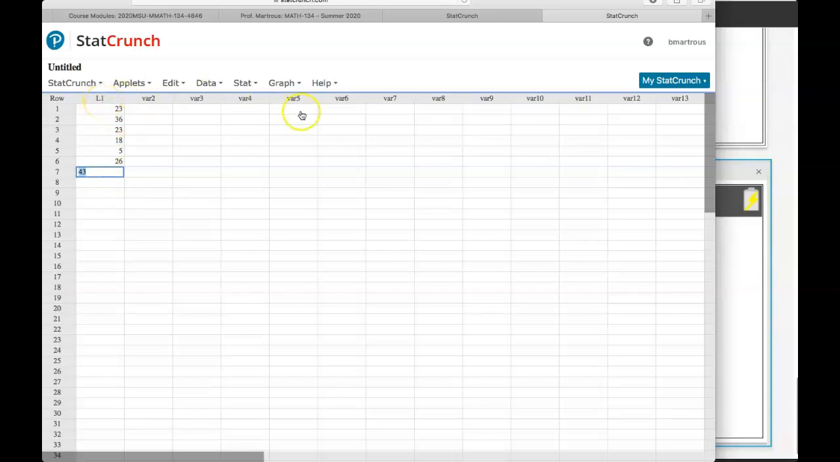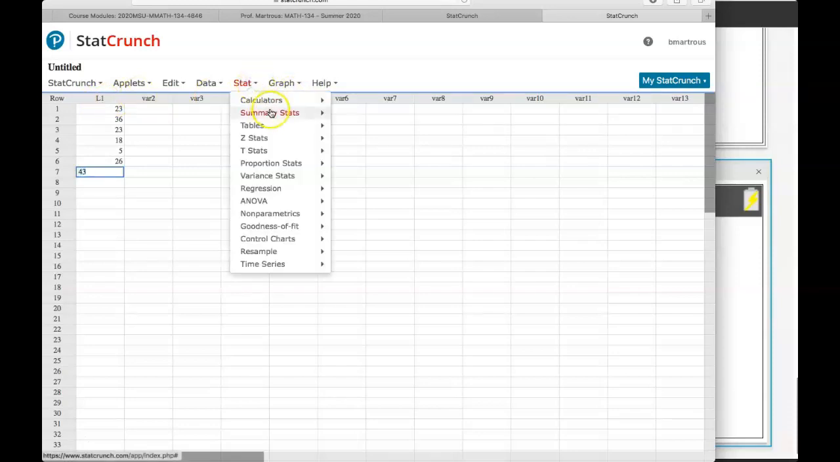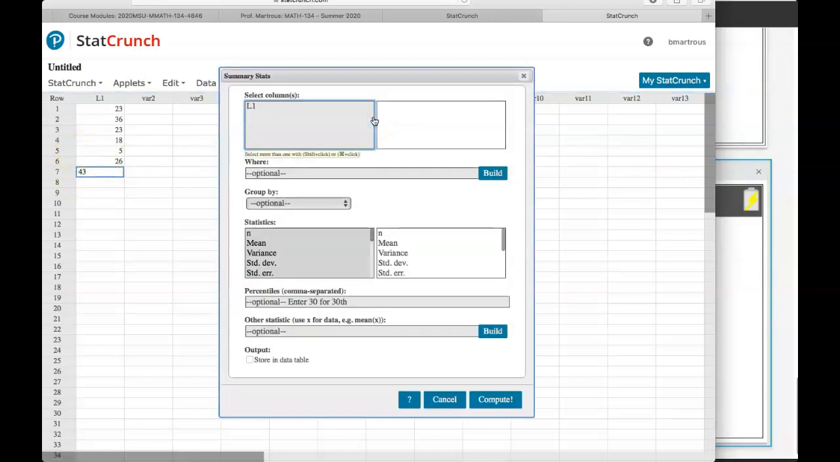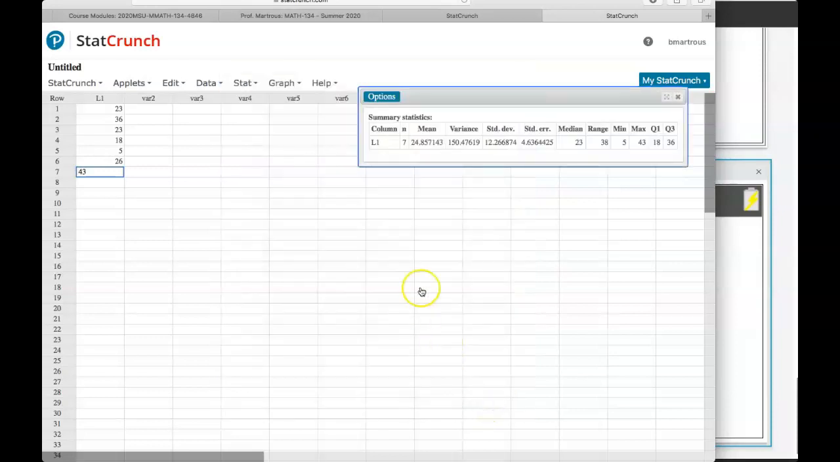Then step 2, select Stat. Here we have the summary stats. Then we have columns, because here we have columns. That's why we're choosing that one. Selecting what columns we have. This is the only one I have. Then compute. Now we have all these: n is 7, mean. We're going to work on that one.